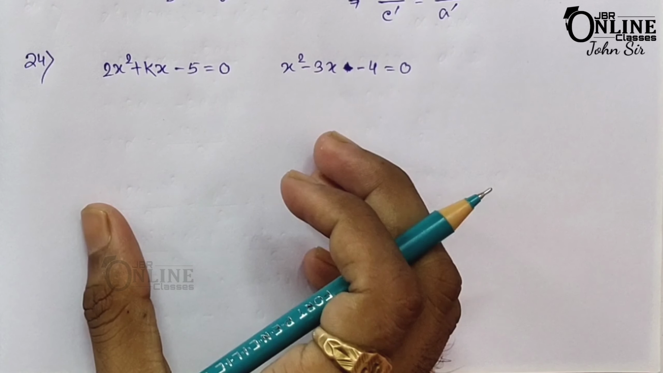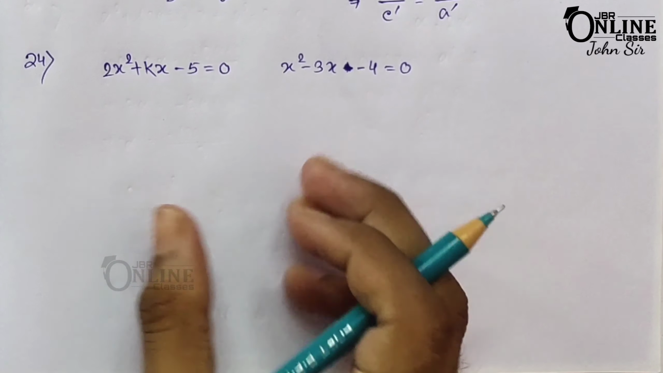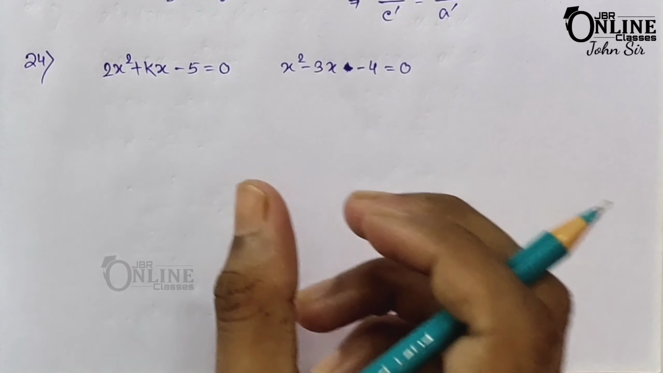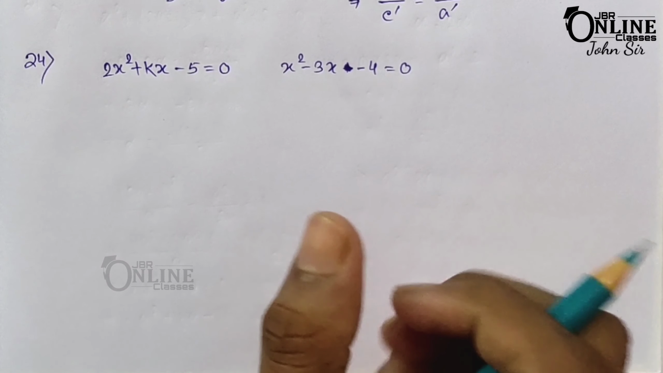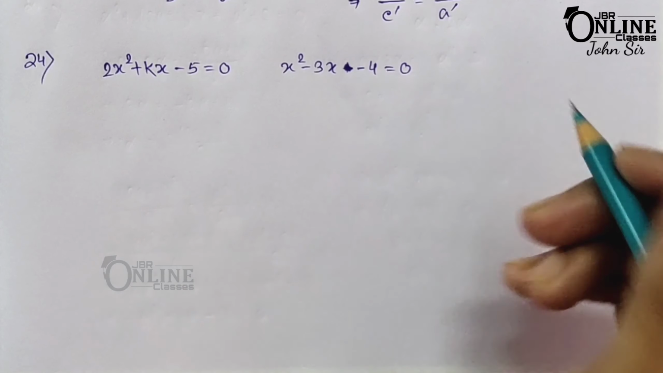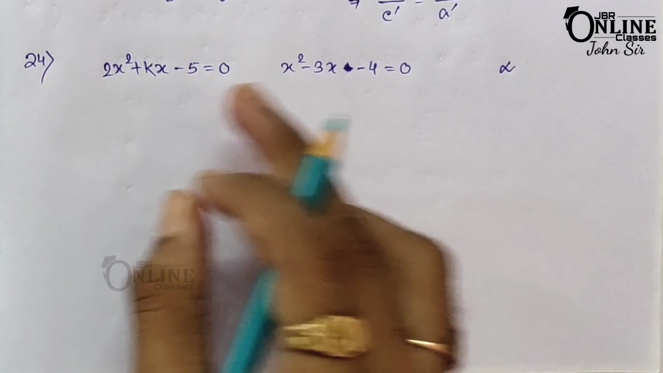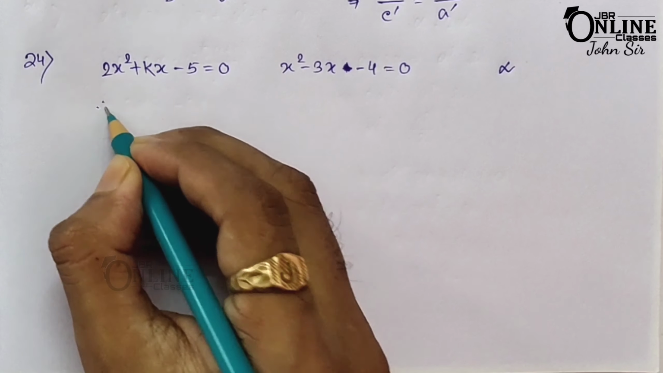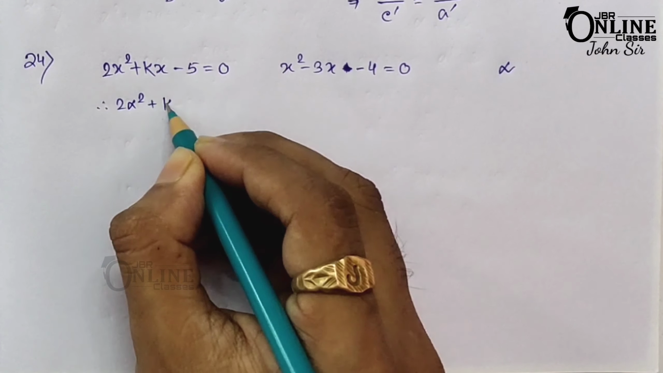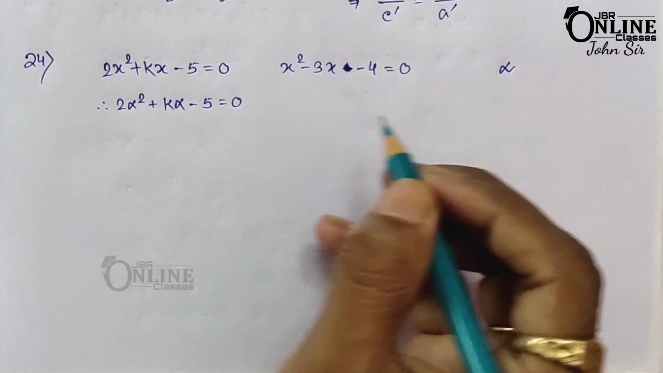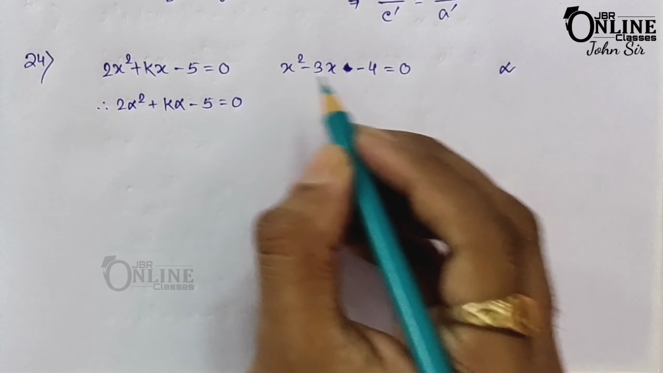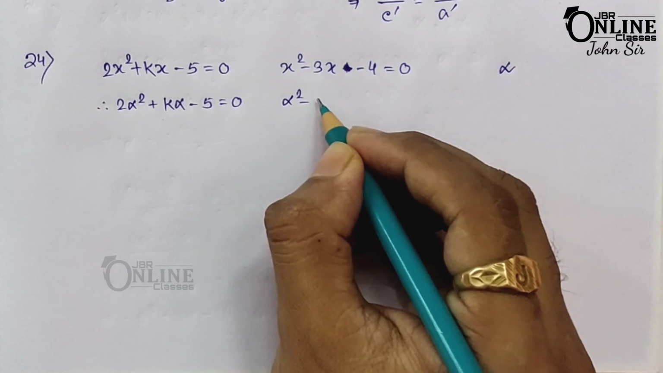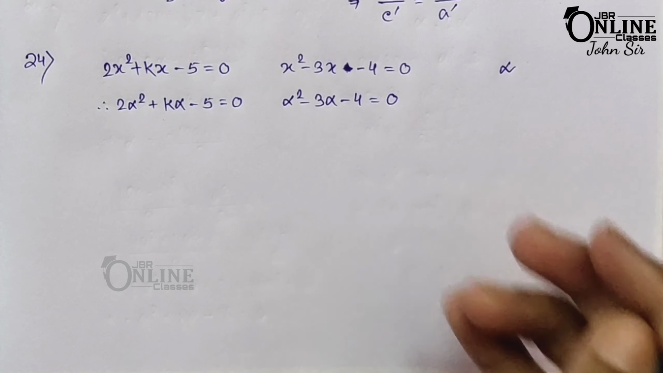Now sum number 24. Find the values of k so that the equation this one and this one may have one root in common. Also determine the common root. So first let alpha be the common root of this one and this one. So if alpha be the root of this equation, it will be 2 alpha square plus k alpha minus 5, that equal to 0. And as well as if alpha be the root of this equation also, it will be alpha square minus 3 alpha minus 4, that equal to 0.